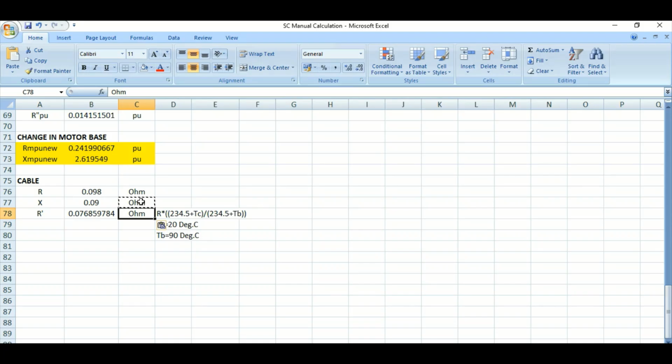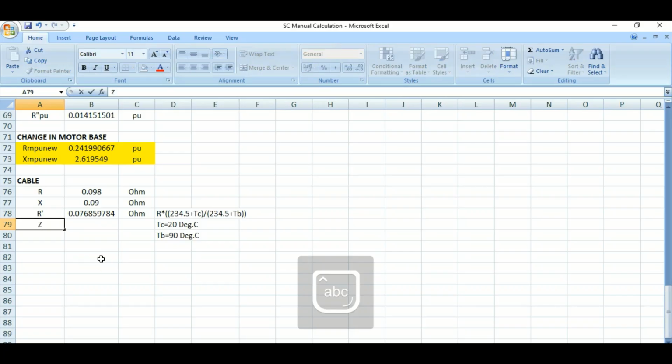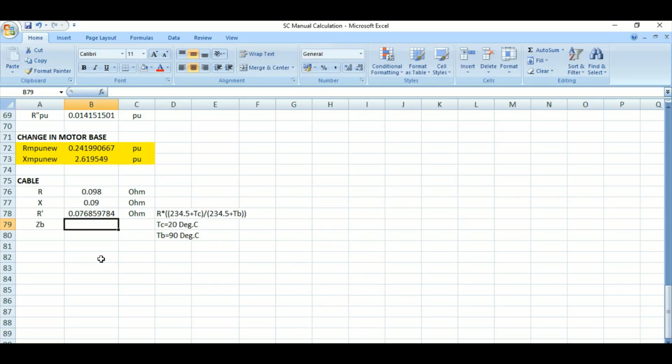Now we need to calculate this R dash value and this X value in per unit, because we are doing the manual calculation using per unit values, but this is in ohm, right? So for this we need to calculate the base impedance, ZB. ZB equals base kV square by base MVA.